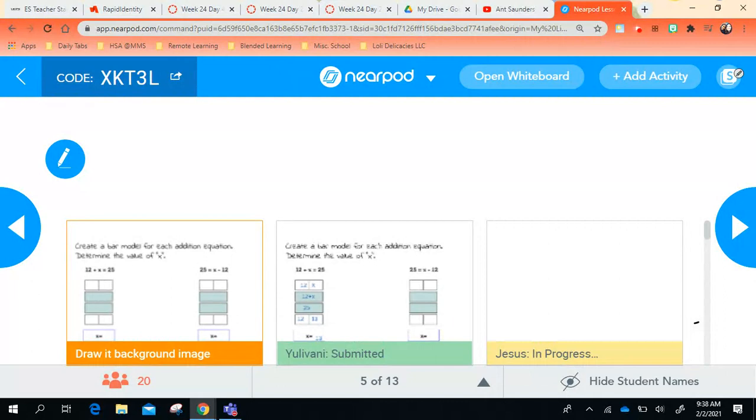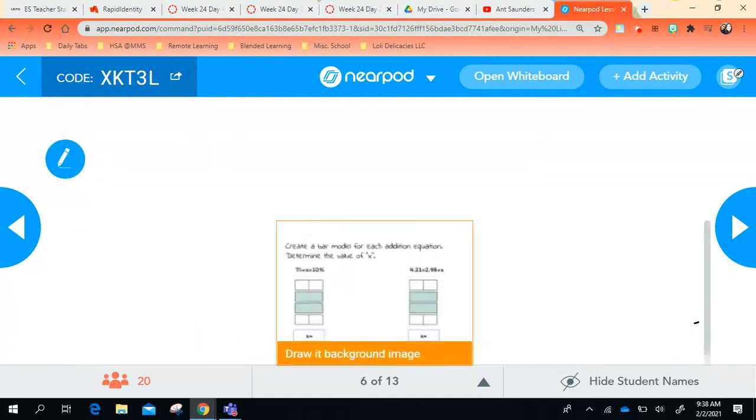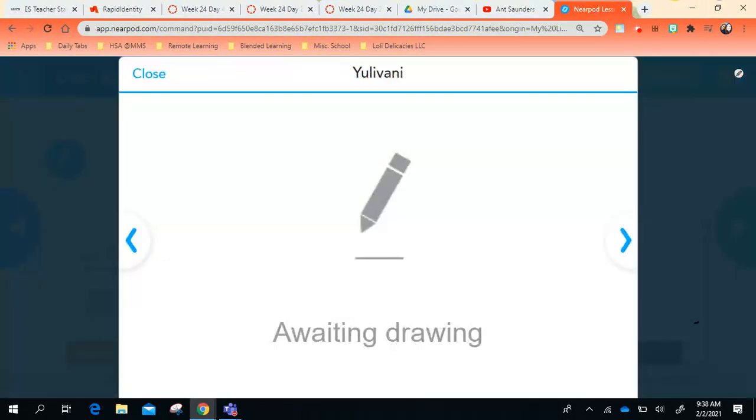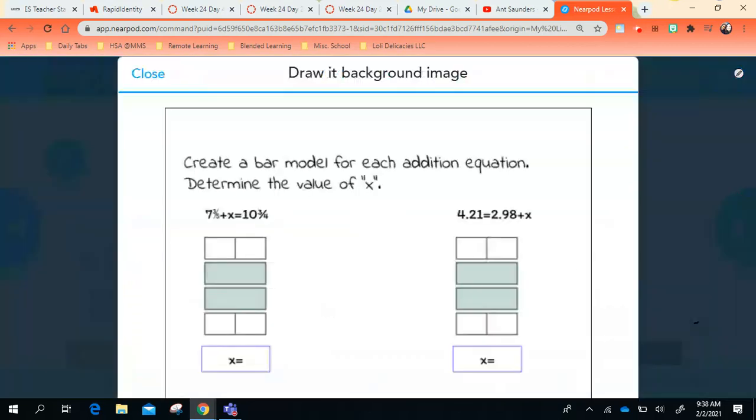Okay, I told you we're moving on to things that were harder today. So we're going to be looking at fractions and decimals.